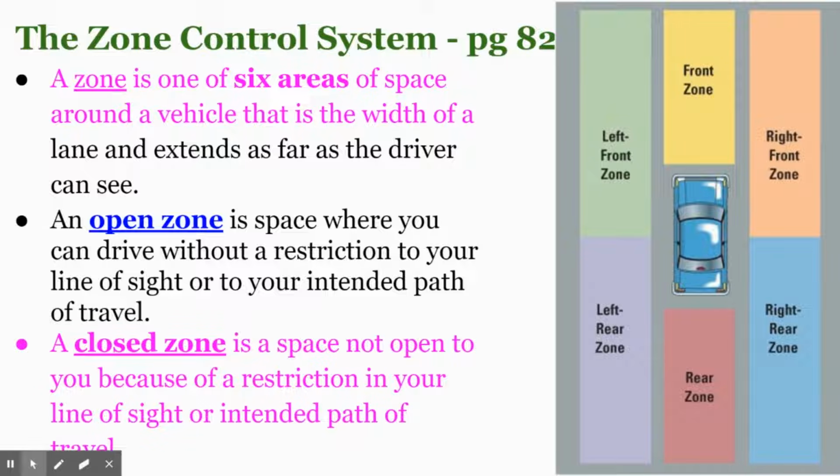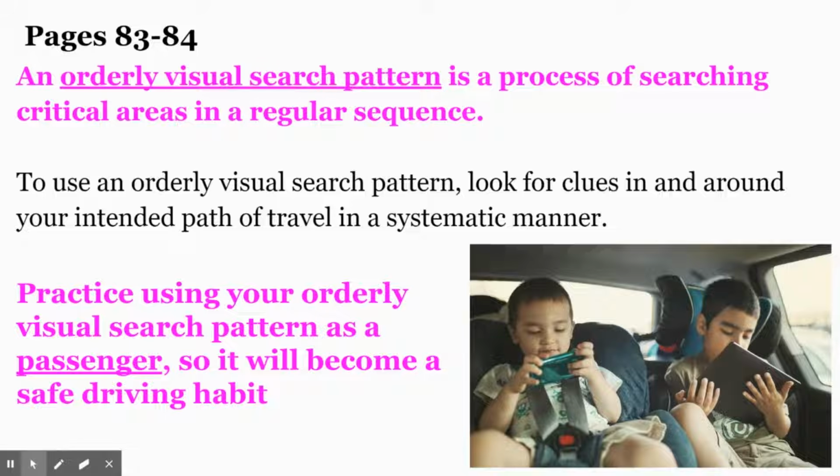A closed zone is a space not open to you because of a restriction in your line of sight or intended path of travel. We have our front zone, our rear zone, our left front and our left rear zone, our right front and our right rear zone. We want to perform an orderly visual search pattern, and that is a process of searching critical areas in a regular sequence. We are going to look for clues in and around our path of travel in a systematic manner. Practice using your orderly visual search pattern as a passenger so it will become a safe driving habit.